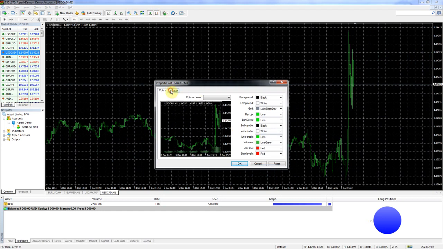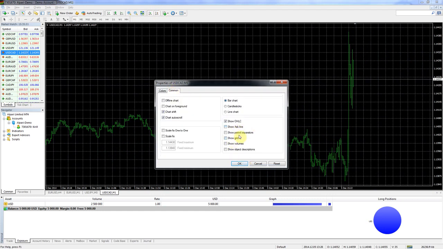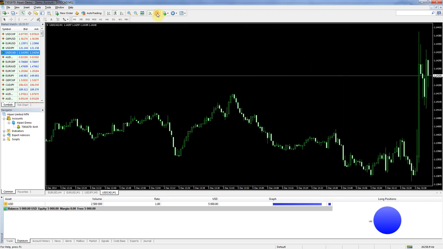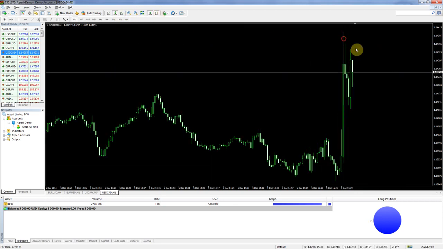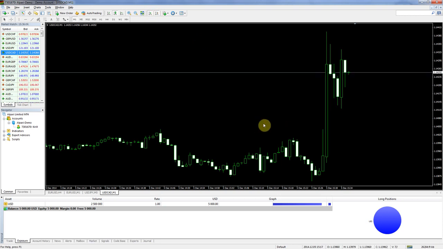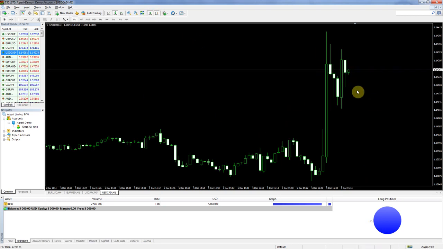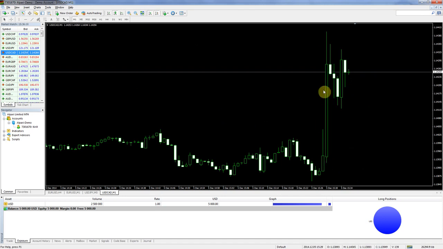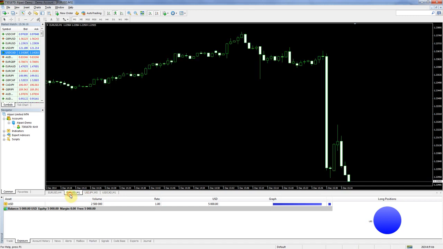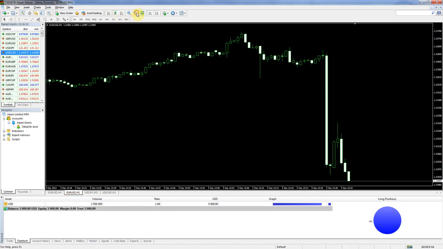Let's get rid of the grid. What do we see here? We see a massive increase. This is happening virtually on every currency pair that has the US dollar involved. There was a massive increase here, massive increase here, massive drop here, and it just keeps on dropping, as you can see. So we can zoom out.